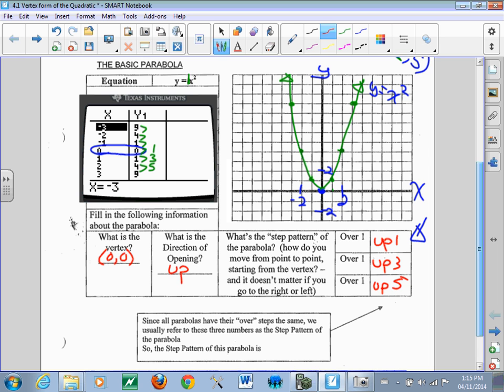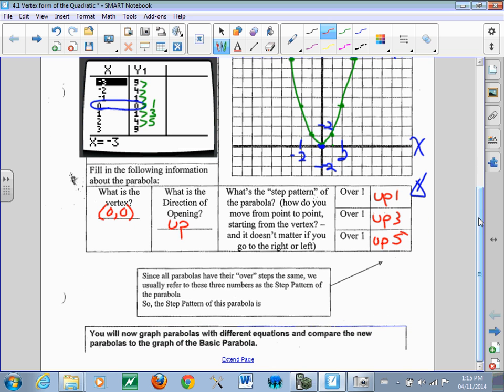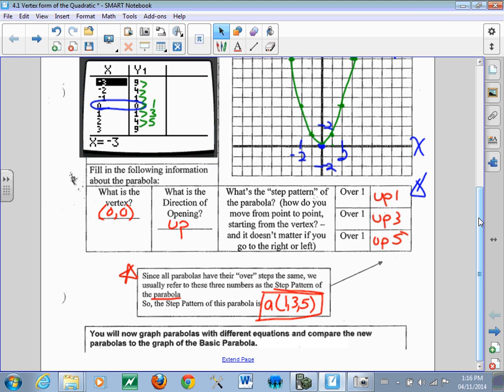We'll always be going over 1. It's just what happens after we go over 1. Okay, so it says here, since all parabolas have the over steps the same, we usually refer to these as the step pattern of the parabola. So the step pattern of the parabola is a times 1, 3, 5. You will want that. That's going to be your shortcut way of graphing a parabola.